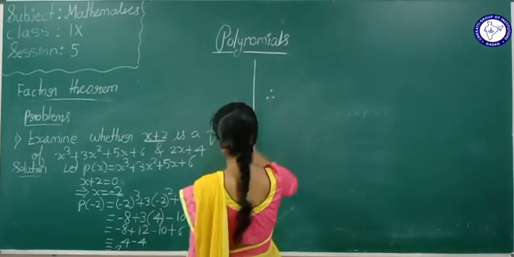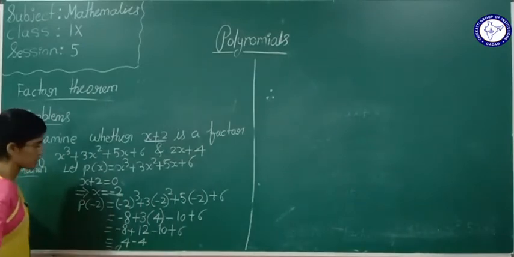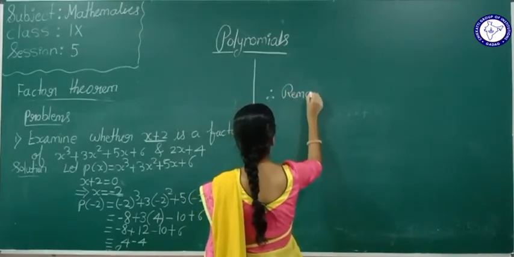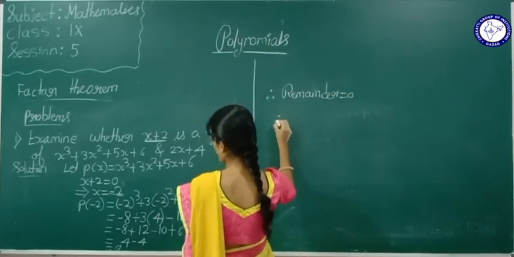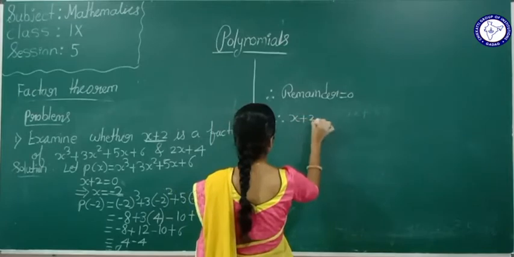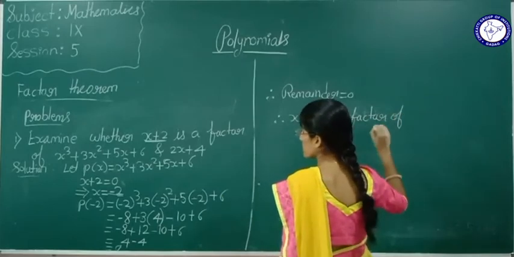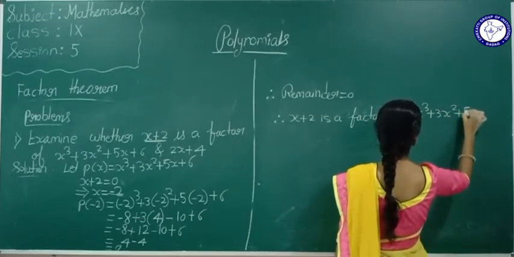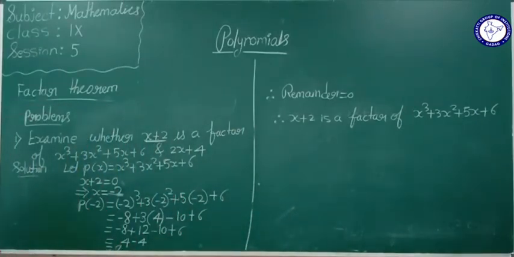So therefore, see we got remainder 0. Yes or no? We got remainder 0. So what can we tell? Therefore, remainder is equal to 0. Therefore, x plus 2 is a factor of x cube plus 3x square plus 5x plus 6. If we are getting confused, this is nothing but we have found out the remainder.